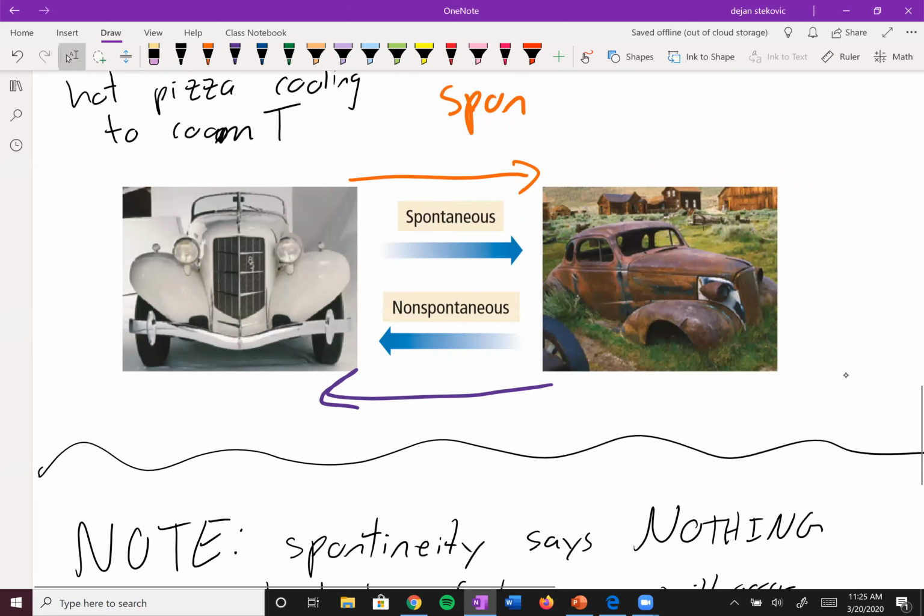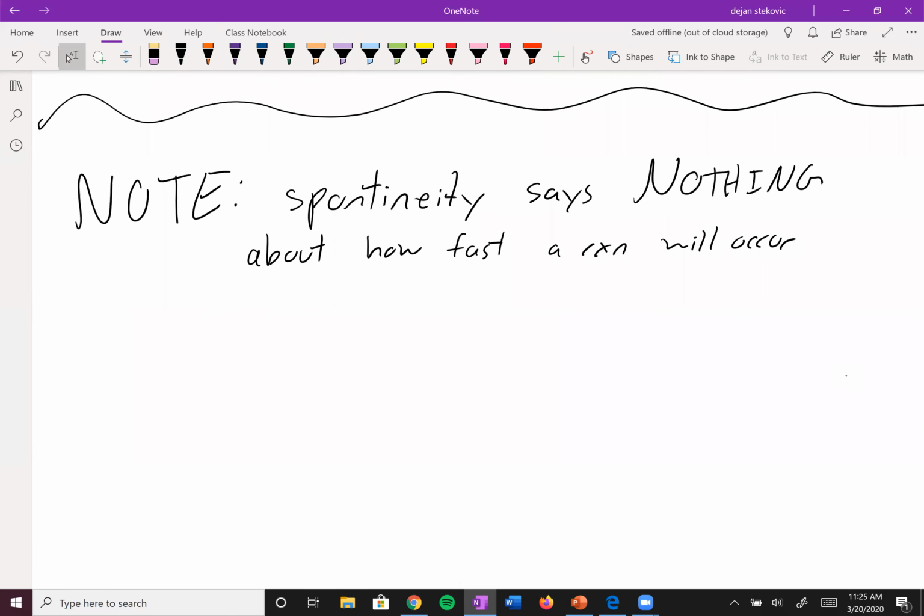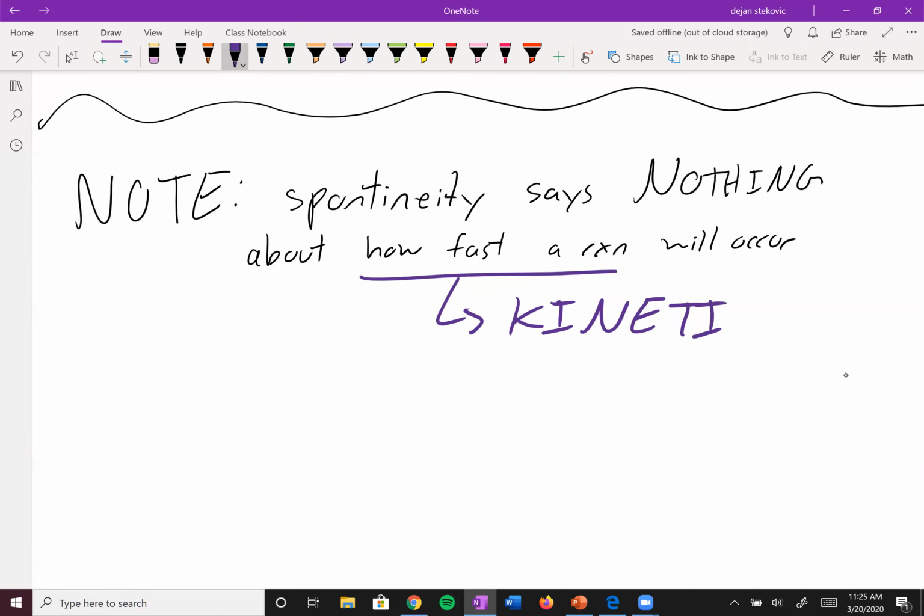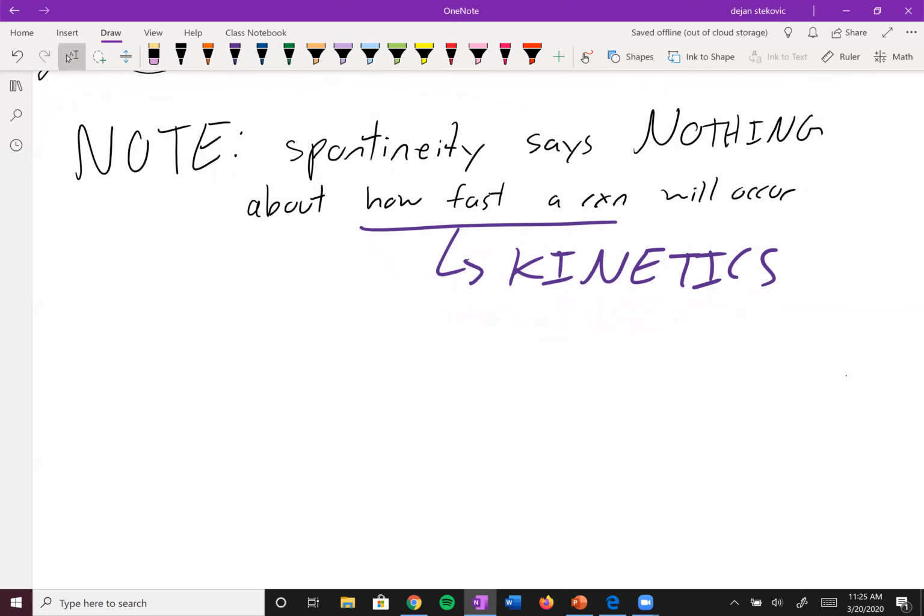So for example, this rusting, through the use of thermodynamics, we could tell ourselves that this car would rust, but how quickly that's going to take, that's not something we can answer. How fast a reaction occurs, that's the study of kinetics. And so there are two relatively different topics, right? There's not too much interconnection there. So again, thermodynamics, will it or won't it happen? Kinetics, how quickly will it happen?